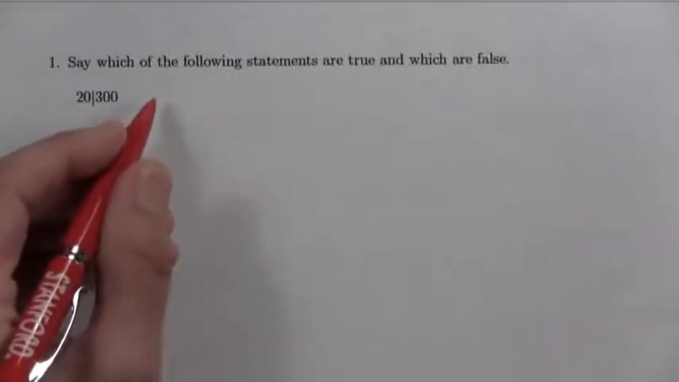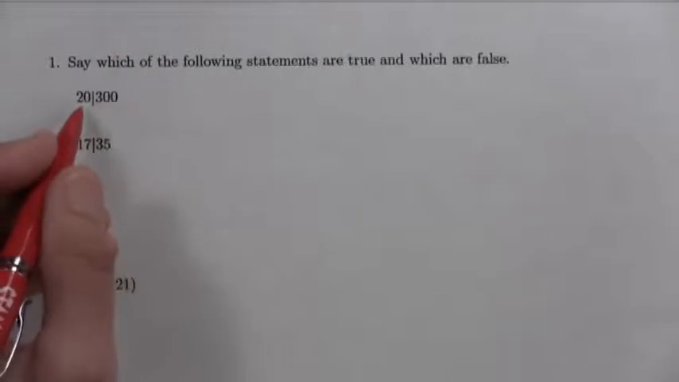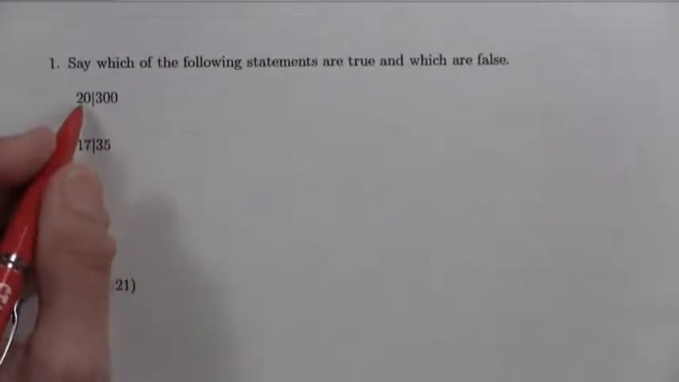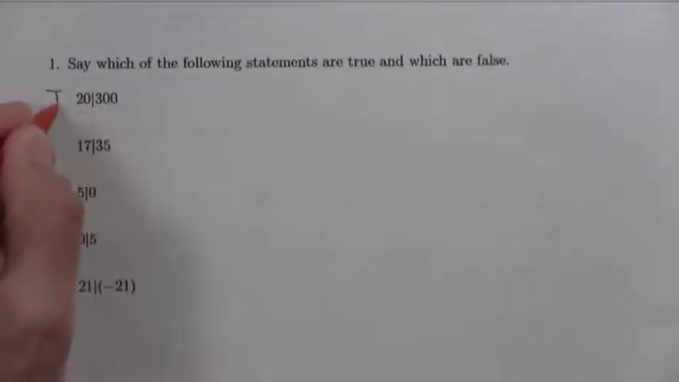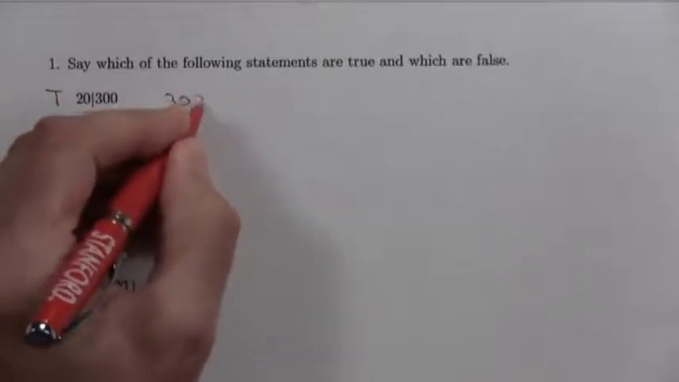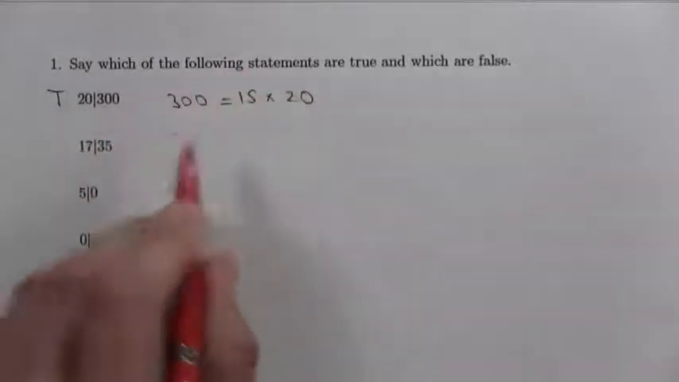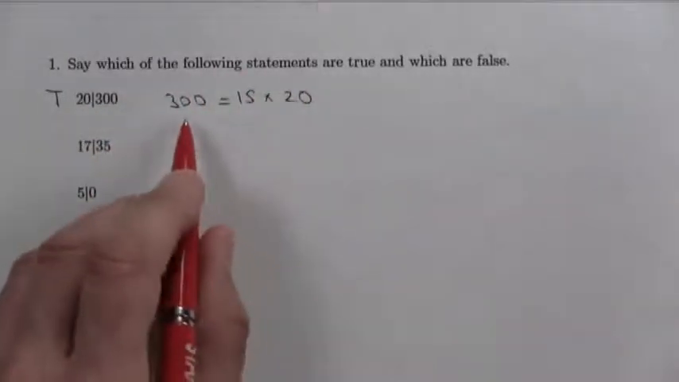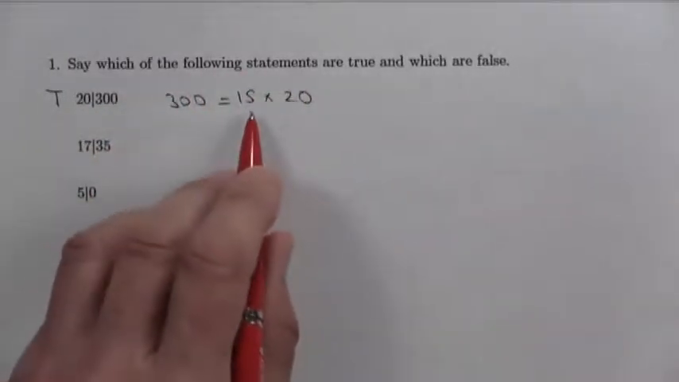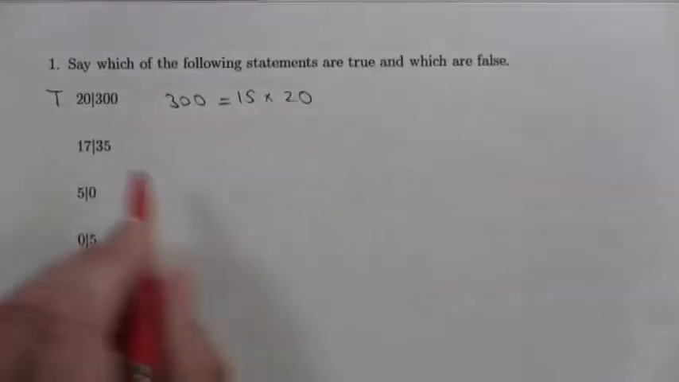Well, for number 1 on problem sheet 5, the first one is going to be true because 300 equals 15 times 20. Okay, so we've shown that 300 is a whole multiple of 20.